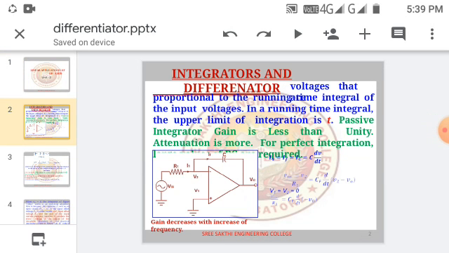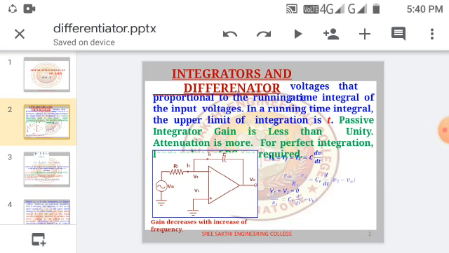So integrator is nothing but we can simply call in electronic circuit as a low pass filter. That is, the voltage that is proportional to the running time integral of the input voltages. In a running time integral, the upper limit of the integration is t, and the gain is less than unity, the attenuation is more. For perfect integration, we have to give the input to the inverting input, whereas we will get the output as an inverted output with respect to input.